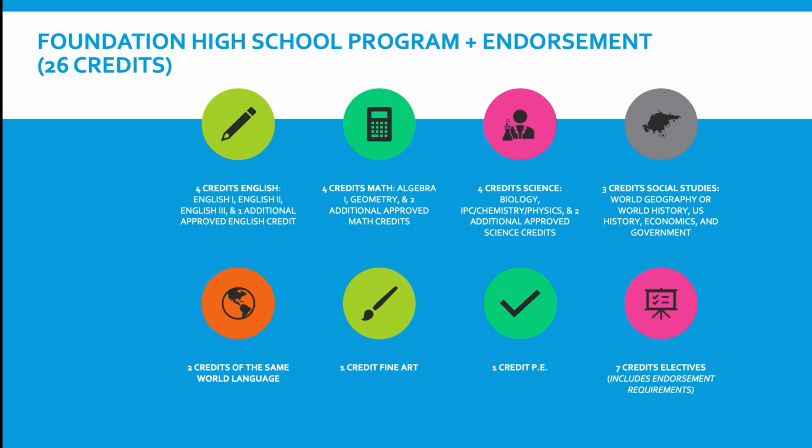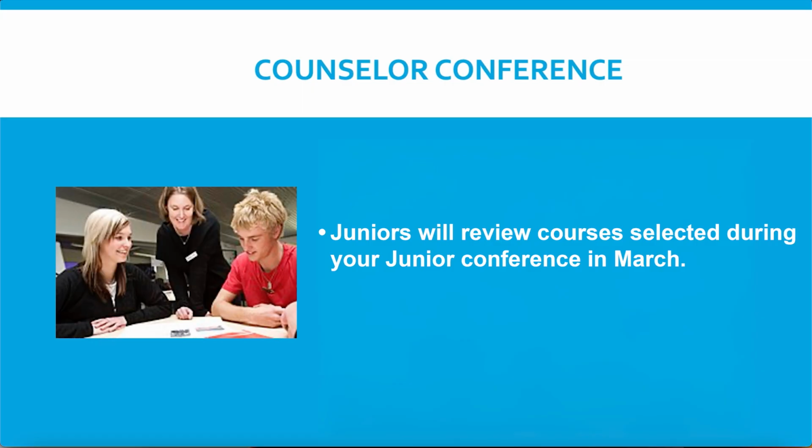If you have questions about your graduation requirements, please see your counselor. You can always refer back to the courses you discussed with your counselor during your freshman or sophomore conference to help you remember which classes you need for graduation. Juniors, you will review the courses you selected during your junior conference in March. Updates can be made at the time if needed.